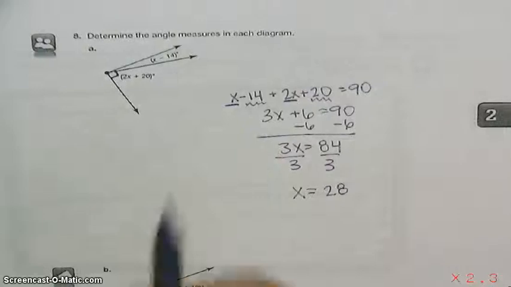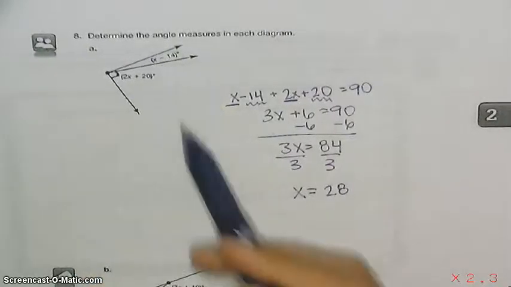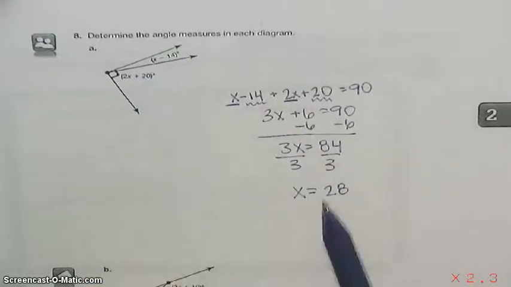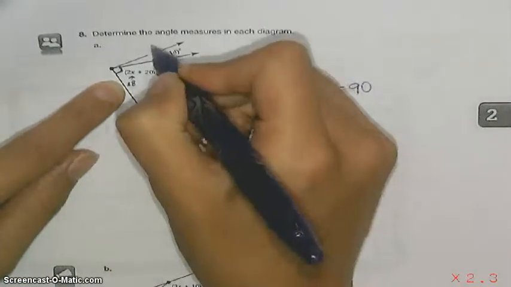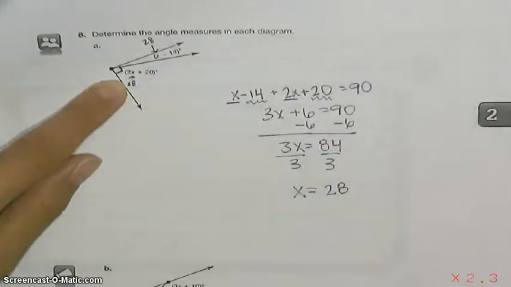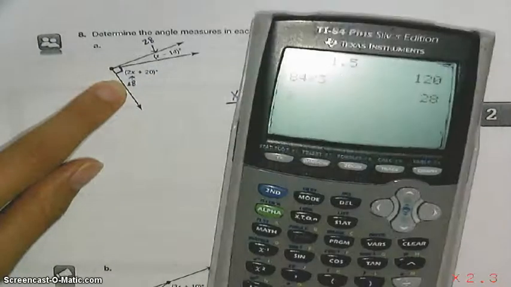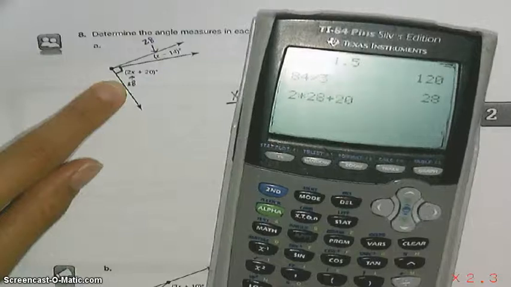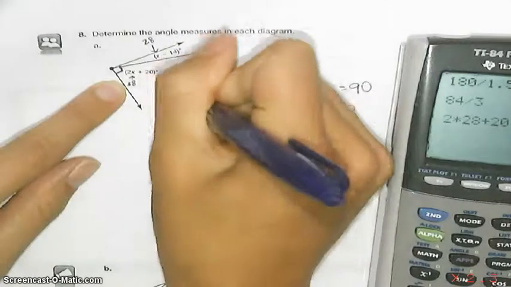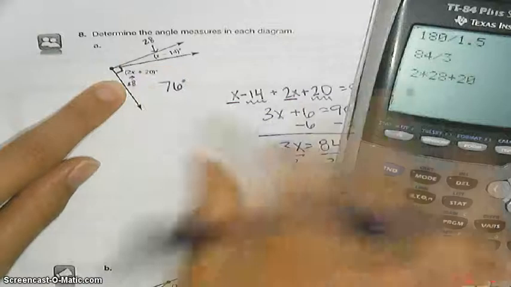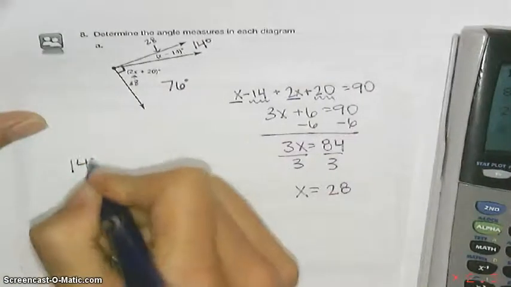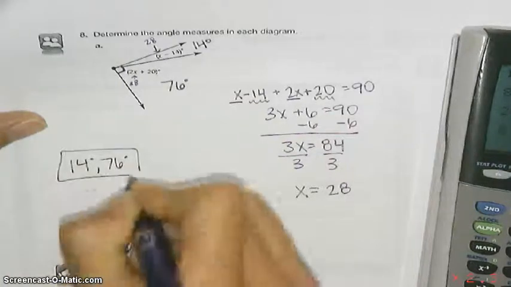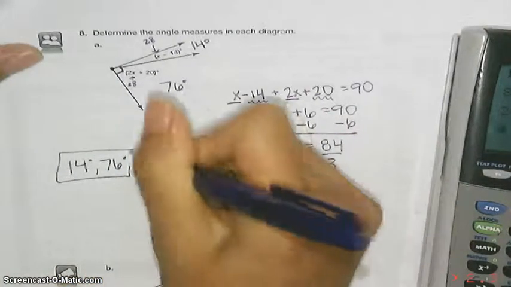Oh, notice it says determine the angle measure. So not just find x, but figure out what this angle is and what this angle is. So I need to plug x back in. I'm going to plug 28 right here and 28 right here. So 2 times 28 plus 20. This angle is 76 degrees. This angle over here is 28 minus 14, which is 14 degrees. Those are my two answers. Does that make sense? Do those add to be 90? Yeah, those add to be 90.